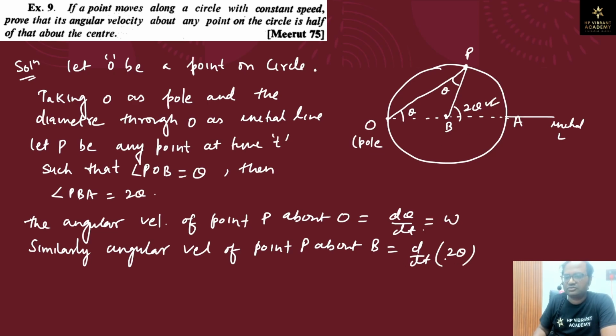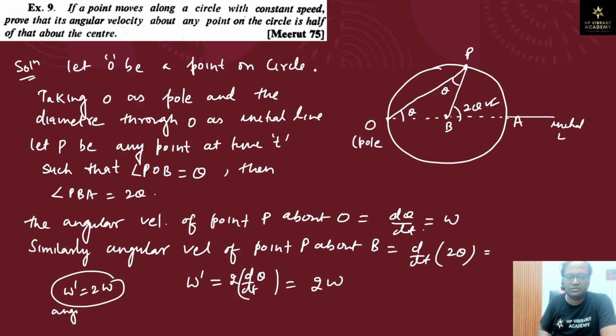So this is equal to d of dt of 2 theta. Let us take 2 outside, so 2 times d theta upon dt. So this is equal to 2 times omega. Let us consider this as omega dash. So omega dash is equal to 2 omega.